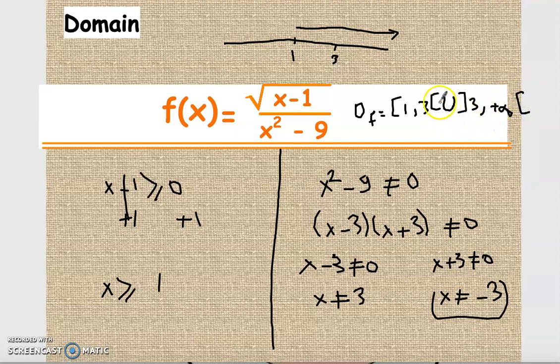Just pay attention to the bracket. This means that 3 is excluded, it's not in the domain.